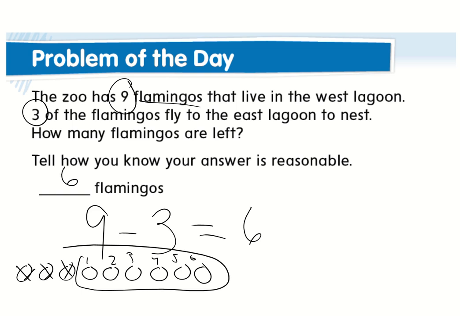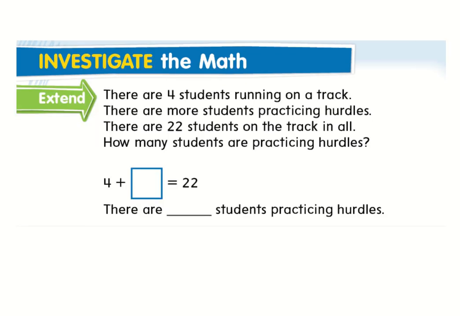If you want to do the count back method, you grab the biggest number here, which is 9, and you count back 3. So you go 9, 8, 7, and 6, kind of the same way for that one.